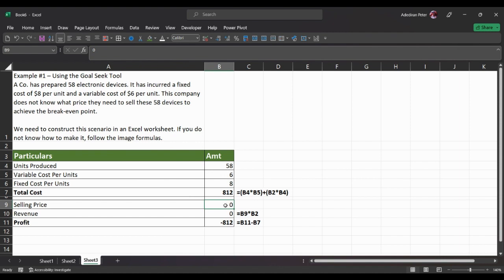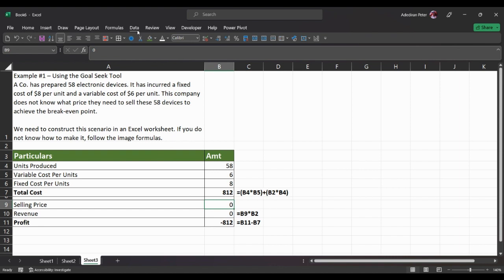We don't know it yet. And our revenue, we don't know it yet. But the profit, after removing the revenue from the total cost, the profit should be zero. So this profit needs to be zero at the end of our goal seeking, while we are going to arrive at a particular selling price. So let's dive right into it.